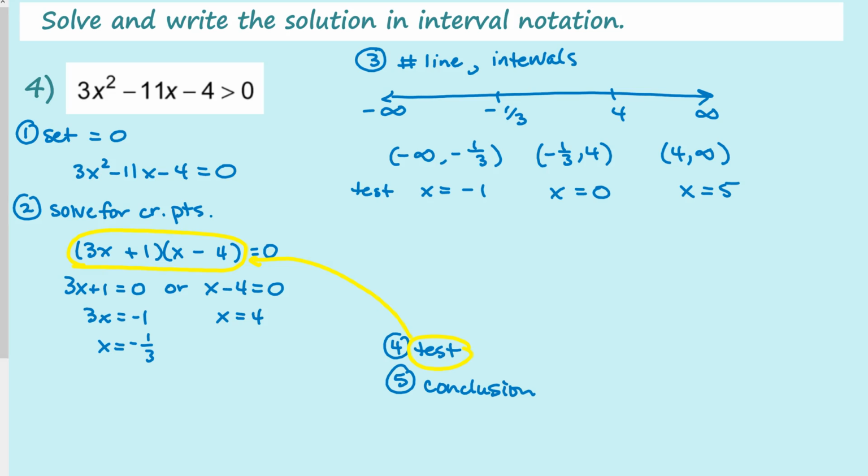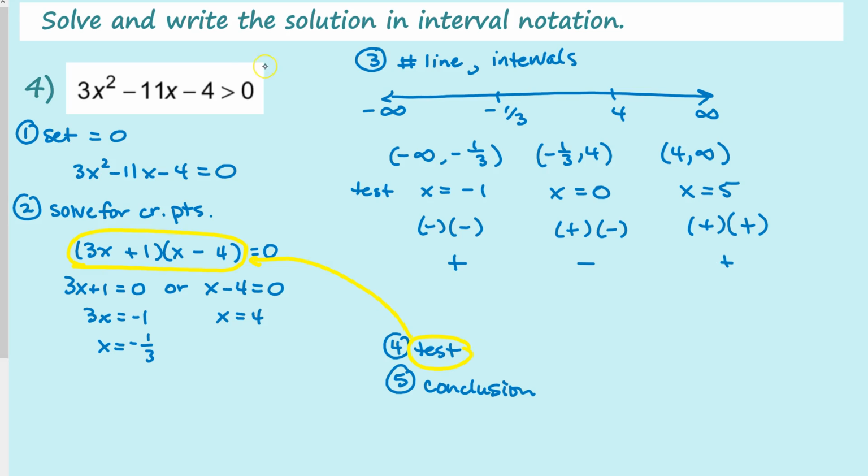So -1 times 3 plus 1 is negative. -1 minus 4 is negative. Negative times negative is positive. Now let's try 0. 3 times 0 plus 1 is positive. 0 minus 4 is negative. Positive times negative is negative. Now let's try 5. 3 times 5 plus 1 is positive. 5 minus 4 is positive. Positive times positive is positive.